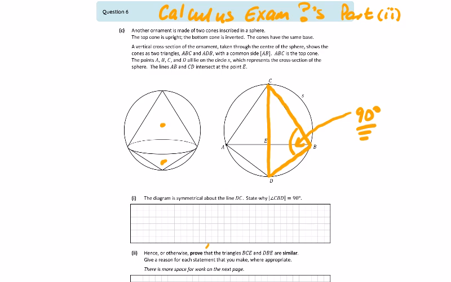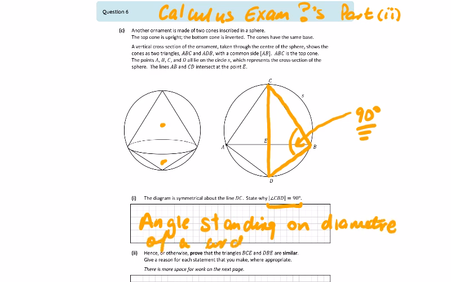So the diagram is symmetrical about the line DC. State why this angle is 90. So stating it is the angle standing on the diameter of the circle is equal to 90 degrees.